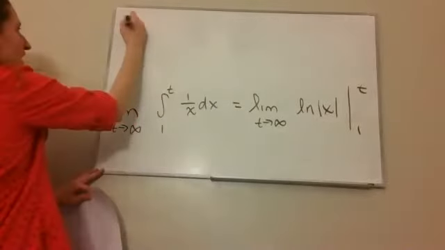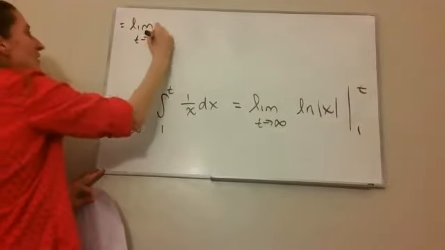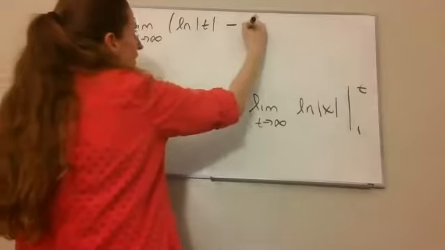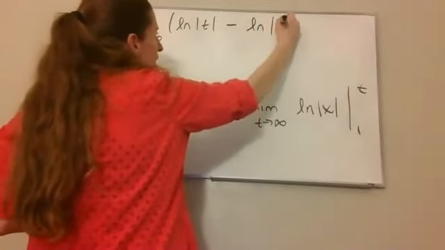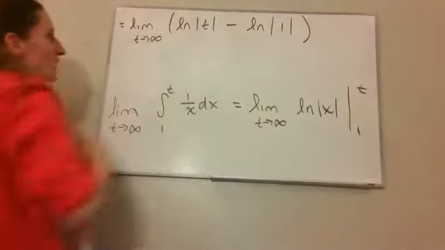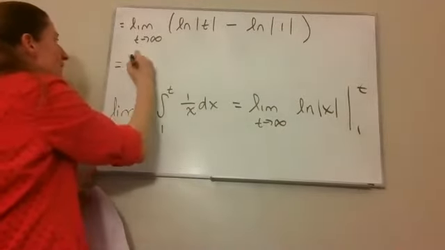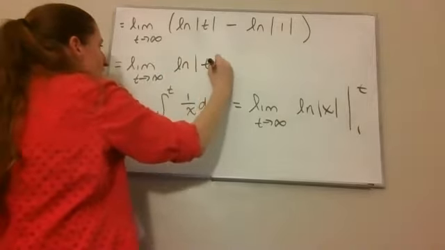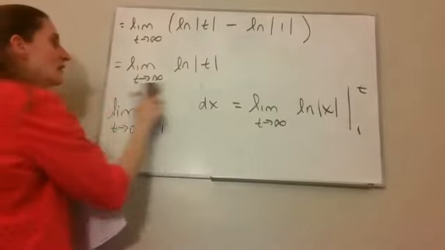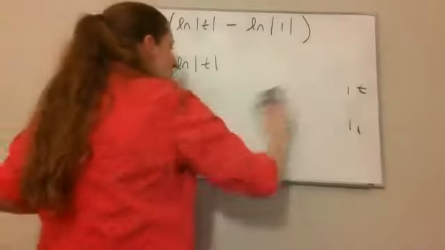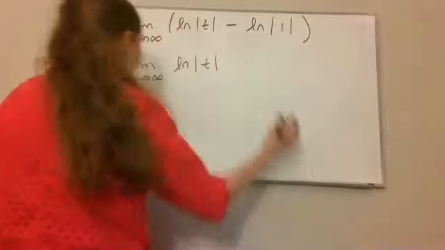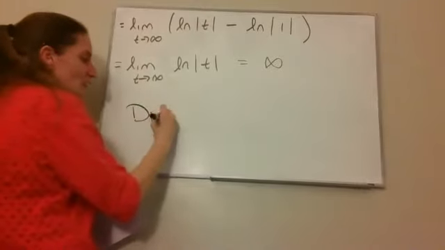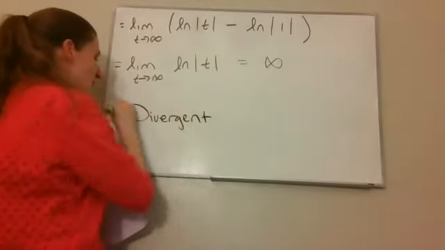So when I plug in the t, I get the natural log of absolute value of t. And when I plug in the 1, I get the natural log of absolute value of 1. But we know the natural log of 1 is 0. So this is just the limit as t goes to infinity of natural log of t. So as t gets bigger and bigger, my natural log also gets bigger and bigger, and this limit is infinite. And that means that my integral is divergent.